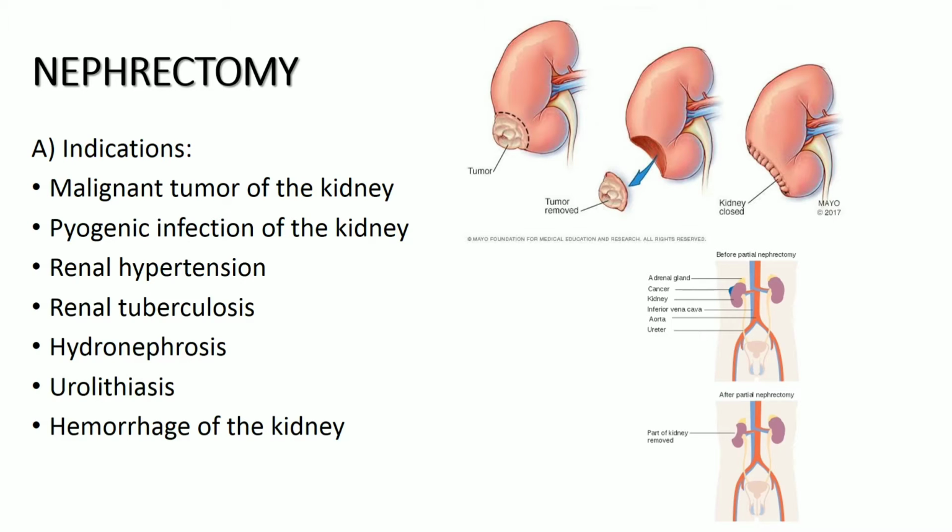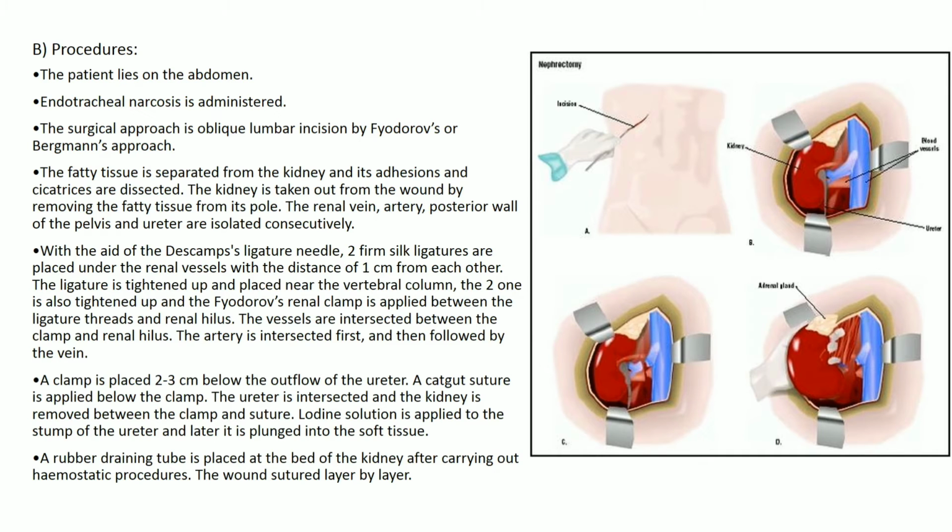Then the kidney. Nephrectomy. The indications are malignant tumor of the kidney, pyelogenic infection of the kidney, renal hypertension, renal tuberculosis, hydronephrosis, and hemorrhage of the kidneys. Procedure: the patient lies on the abdomen. Endotracheal anesthesia is administered. The surgical approach is an oblique lumbar incision by Fierotropes or Bergman's approach.